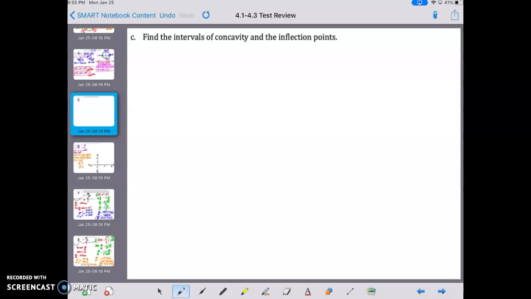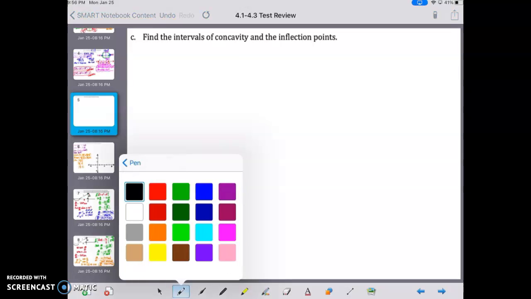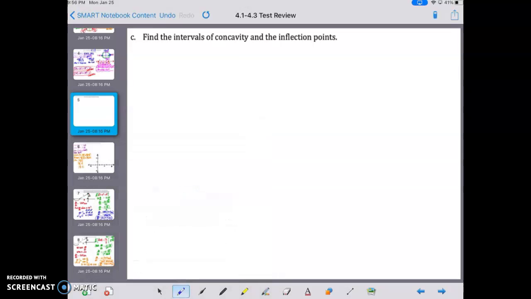For part C of problem number 4, we're finding the intervals of concavity and the inflection points. As we know, that is going to require us to use our second derivative. So beginning with our first derivative, which was f prime of x is equal to negative 2 sine x times 1 minus cosine x, I now need to take the derivative of that to get my second derivative.